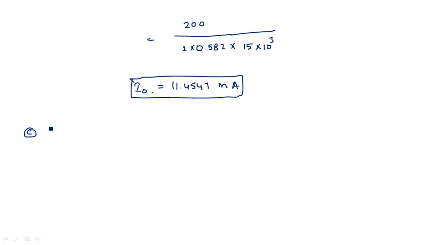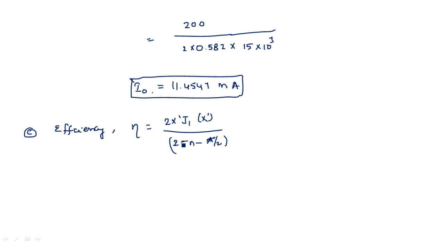Okay, now coming to the third case, which is the efficiency of this reflex klystron oscillator. Efficiency eta is equal to 2 X dash J1 of X dash divided by 2 pi n minus pi by 2. So that is equal to 2 into X dash, which from the table is 1.84, into J1 of X dash. What is J1 of X dash?